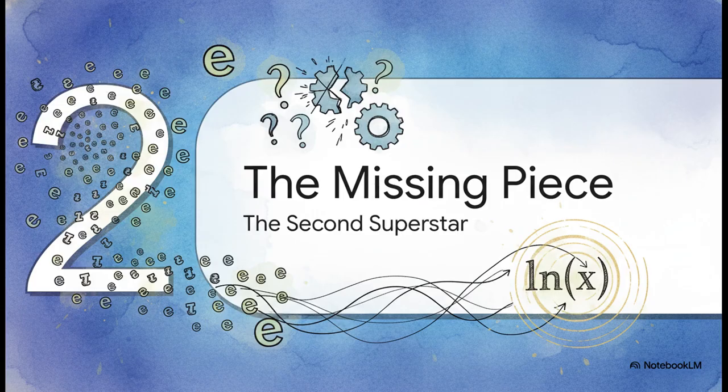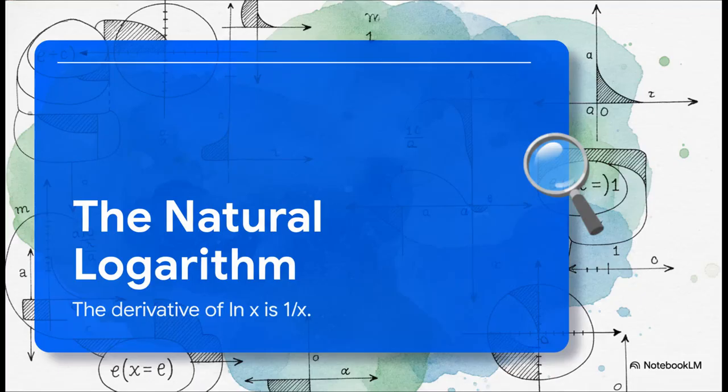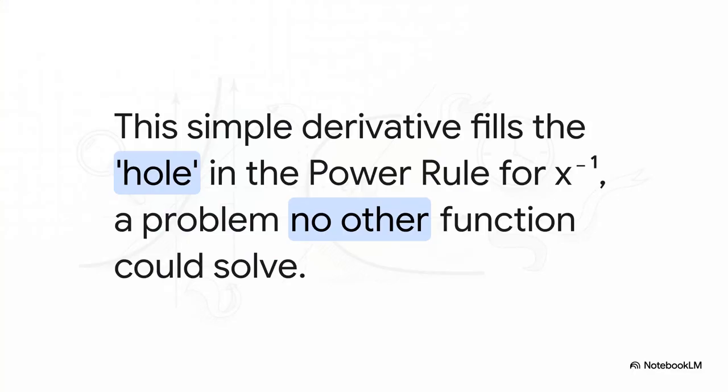Okay, so if e to the x is defined by that perfect self-replication, our second superstar, the natural log, is famous for how it perfectly solves a problem that stumped one of our most trusted tools, the power rule. And here's its derivative. The derivative of the natural log of x is 1 over x. Again, it looks really simple, but the importance of this little formula is just massive. So why is this such a huge deal?